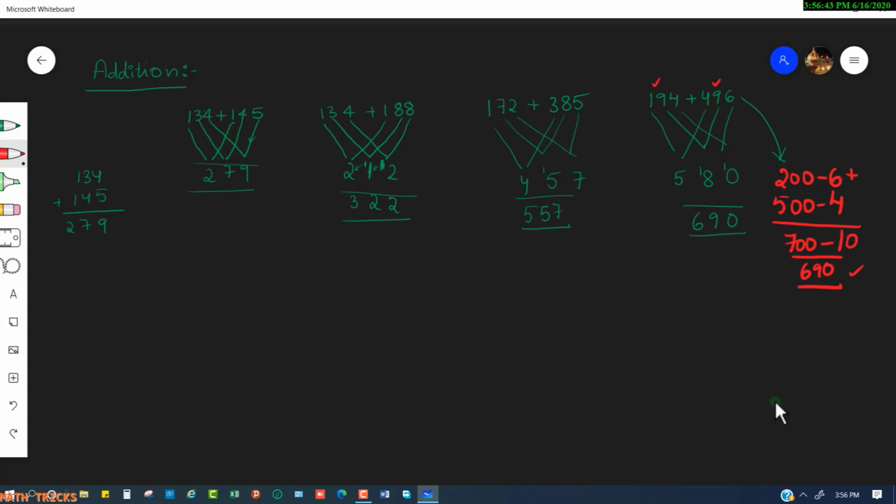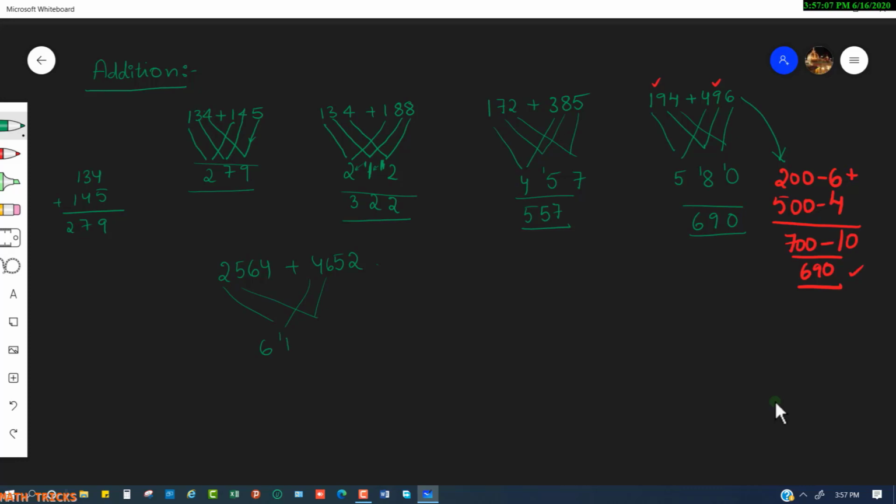For example, let's say a 4-digit number. We'll take this number. So we have 2564 added with, let's say, 4652. Okay, so 2 plus 4 is 6, 6 plus 5, 5 plus 6 is 11.